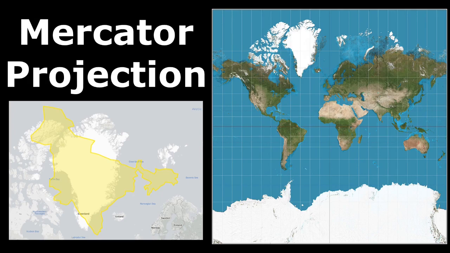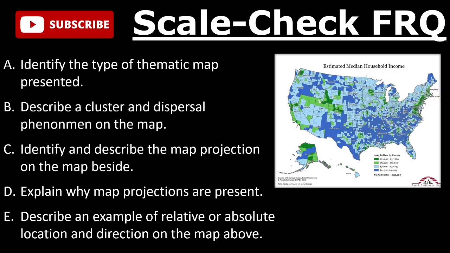Now, every map projection is going to have distortion. The Robinson projection, which I'm not going to show, actually distorts everything, but small amounts of everything. But there's a scale check on the screen.